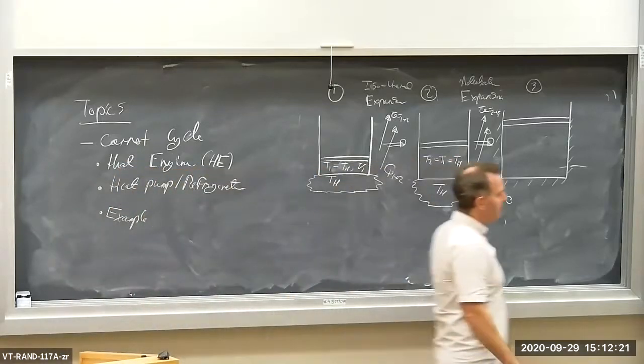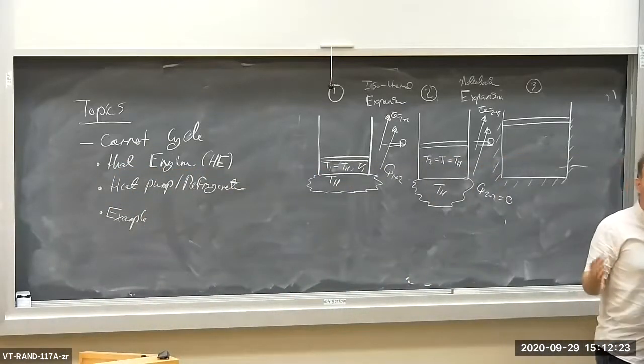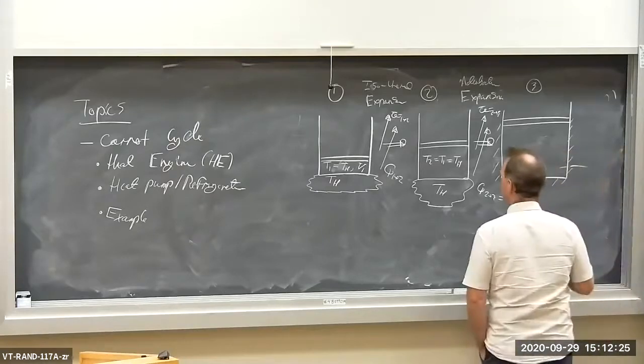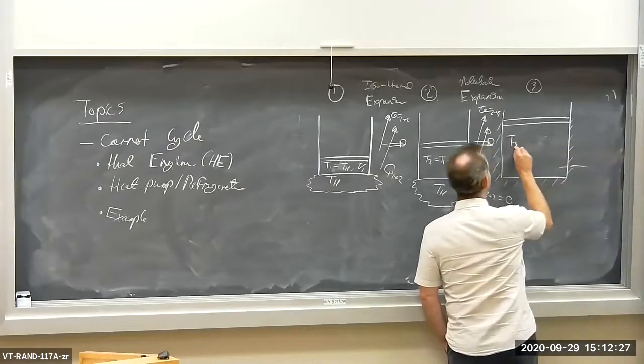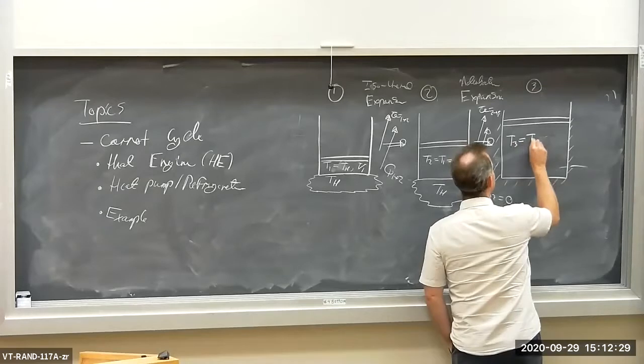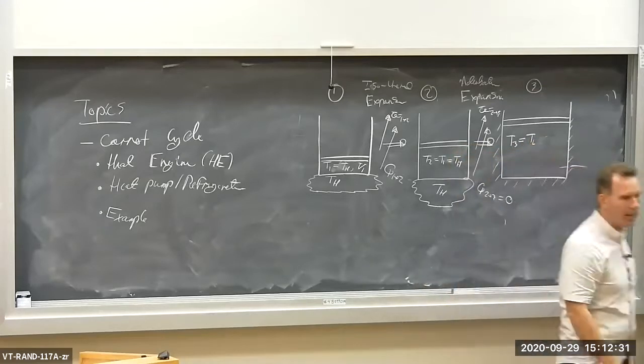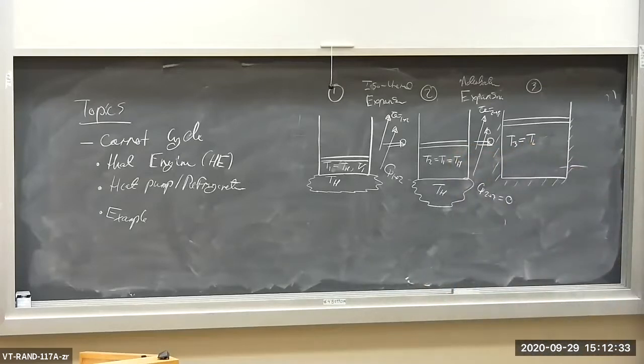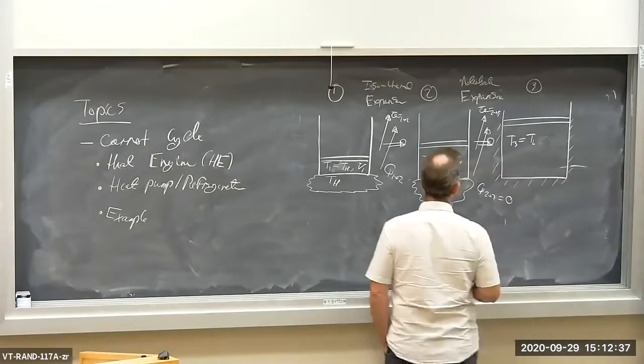Now we're going to expand it until we get to a low temperature. So T3 is equal to some low temperature TL. We're going to expand it until it cools down to some low temperature TL. Okay?